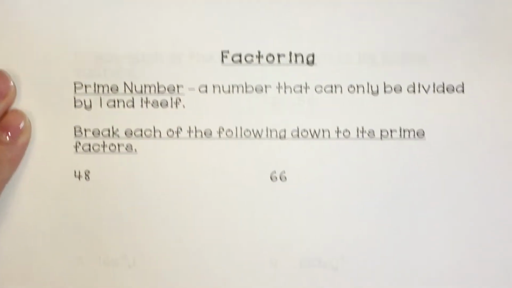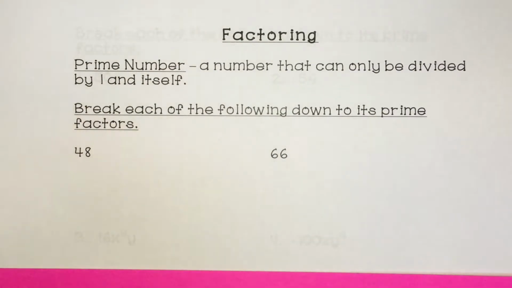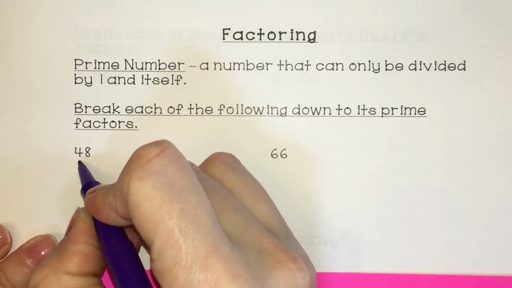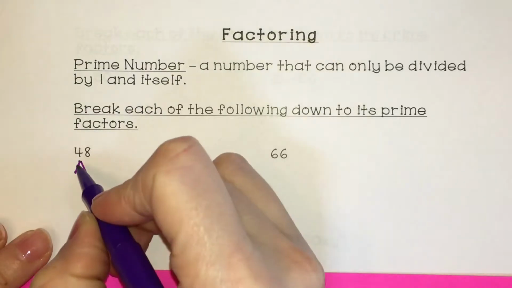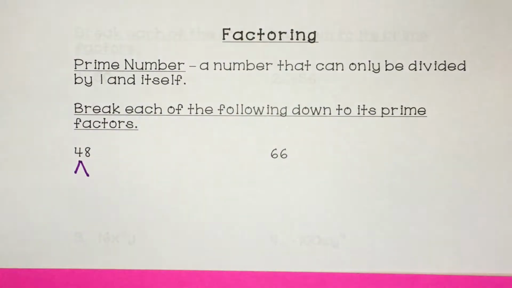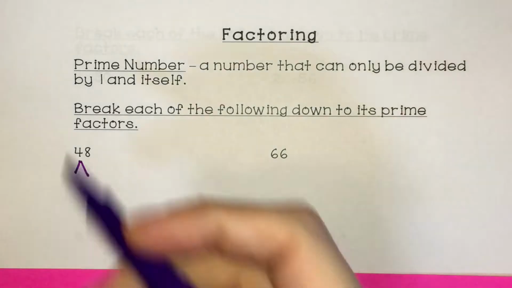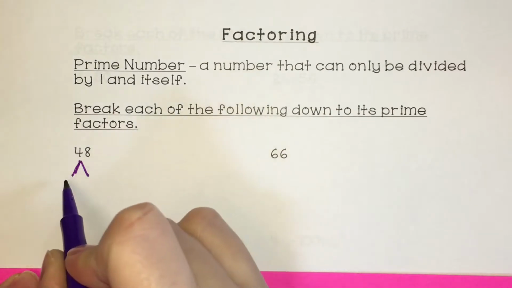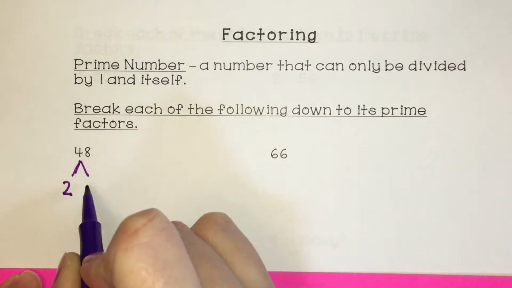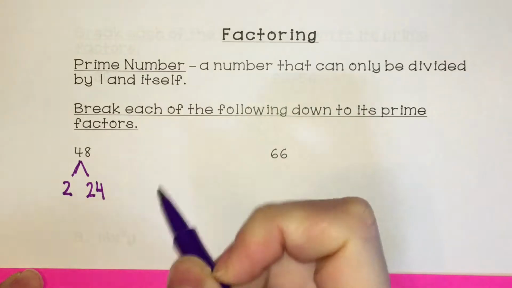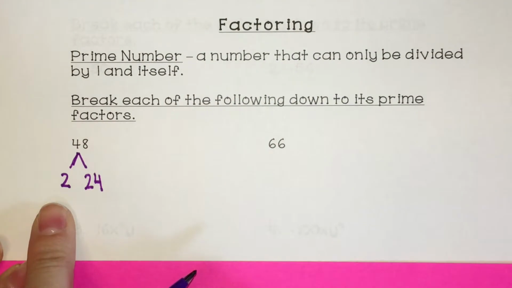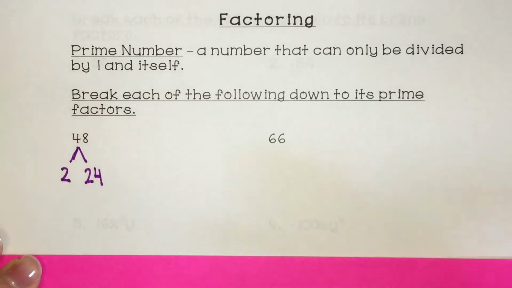So we're just going to start with numbers because it's easier. And when I break a number down, I like to use a factor tree. So that's just having branches going down where I say, what times what gives me 48? Well, the easiest thing to do is say, I'm going to divide it by 2 because I know it's an even number. So I know that 2 times 24 gives me 48.